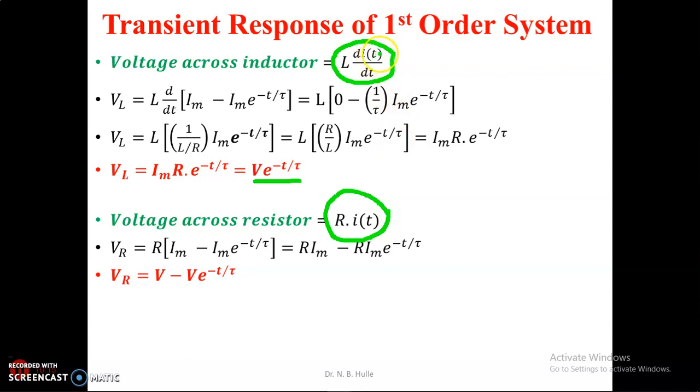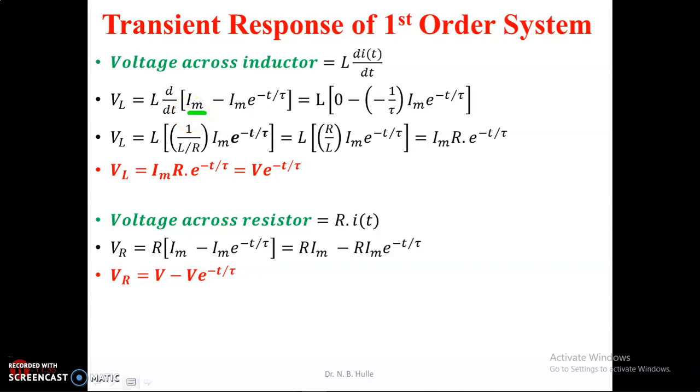By using the same equation, because IFT we have already prepared, which is Im minus Im into e raised to the power of minus t by tau, we can put that particular value of IFT and differentiate that equation. Then we are able to find the expression for the voltage developed across the inductor. Now here we will see how. Differentiation of Im, a constant term, is 0. This minus sign stays as it is, and differentiation of e raised to the power of minus t by tau gives minus 1 upon tau, which is a constant, then Im into e raised to the power of minus t by tau.